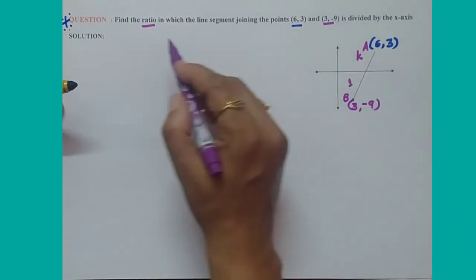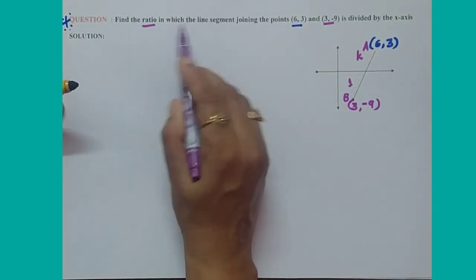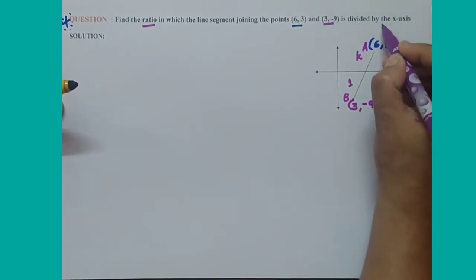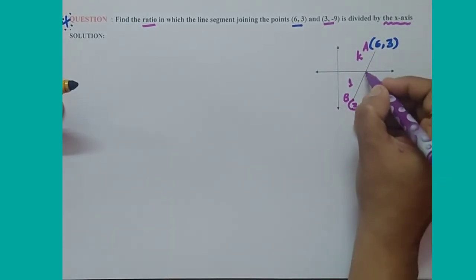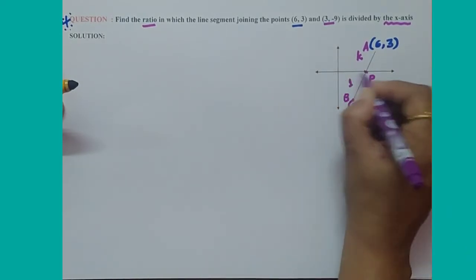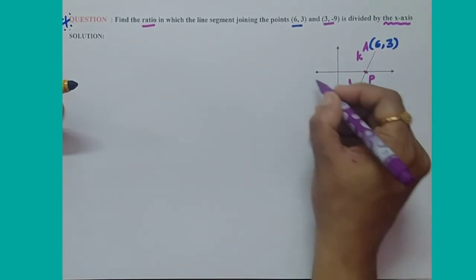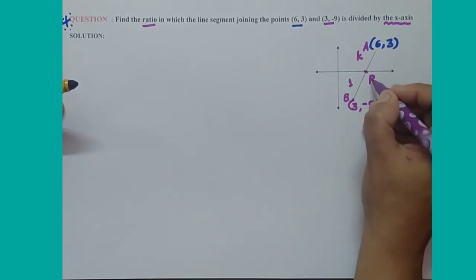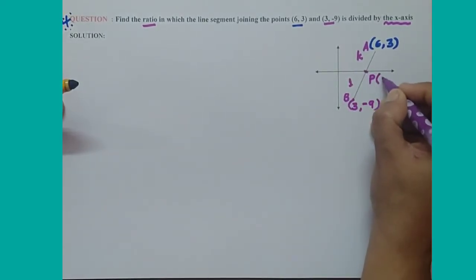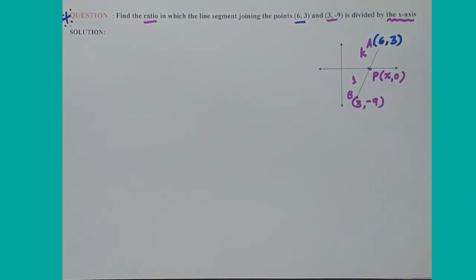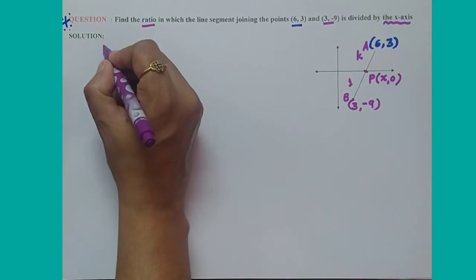But the condition for this point is: find the ratio in which the line segment joining these 2 points is divided by the x-axis. The point P is the point on the x-axis. This line segment is divided by the x-axis. Let P be the point on the x-axis. So, any point on the x-axis is of the form (x0, 0). Any point on the x-axis has its y coordinate as 0. So, a very important question. So, what do you want to do?